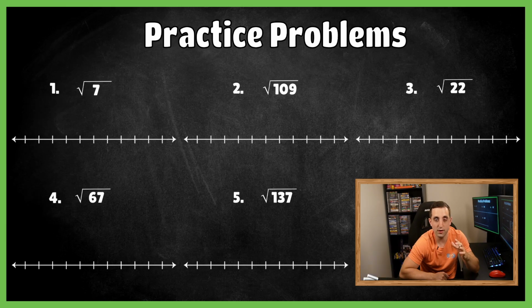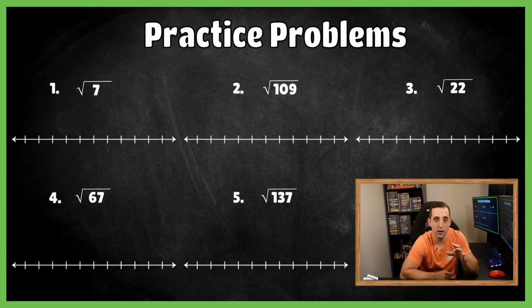I encourage you to pause the video and try estimating all 5 of these non-perfect square roots on your own. Feel free to draw out 5 number lines, figure out what 2 perfect squares each one of these fall between, and see if you can get to the nearest 10th. So pause the video here, try out all 5, and when you think you're ready to go, press play on the video and see if you got a perfect score on it.